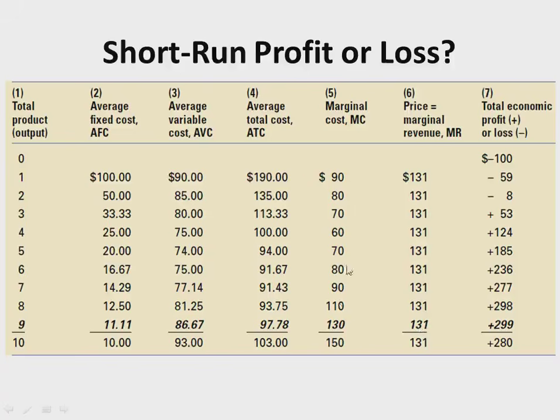In this case, we are looking at 130, because after 130, marginal cost will be above the marginal revenue, and then it will have already exceeded. So in this case, the profit maximizing level of output is the output level where marginal cost is 130 and marginal revenue is 131. And at this level, the firm will produce 9 units and make a profit of 299.